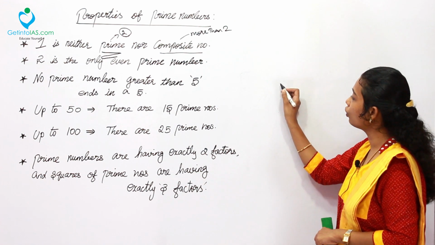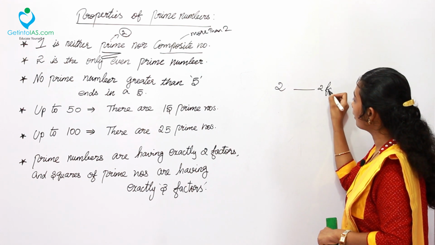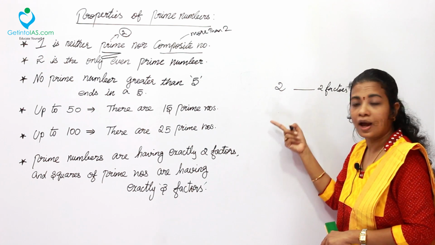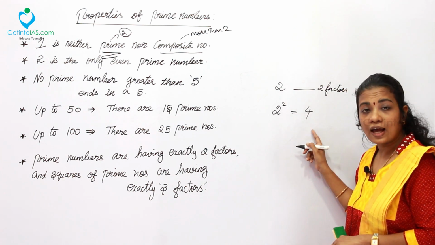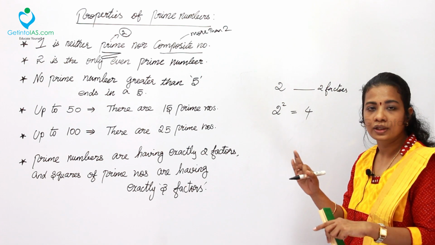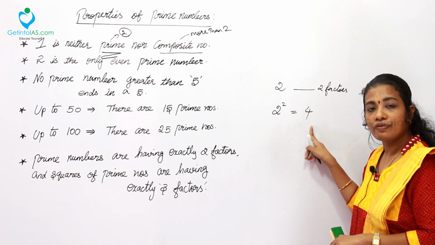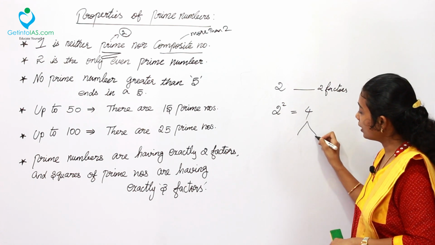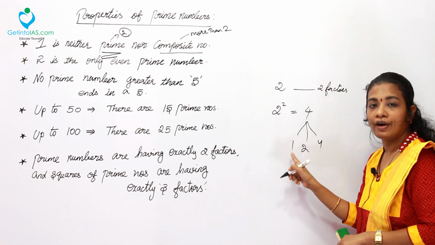Everyone knows 2 is a prime number, which has 2 factors. That's why it is called a prime number. What about the squares of prime numbers? 2 squared is 4, exactly 3 factors. No more than that. Exactly 3 factors is the number of factors for any square of a prime number. That is, 1, 2 and 4 are the 3 exact factors of 4.